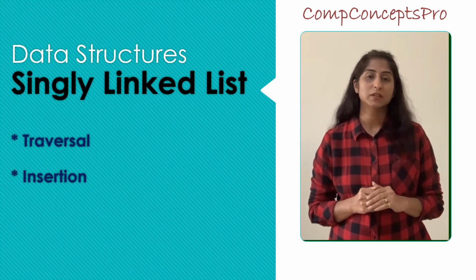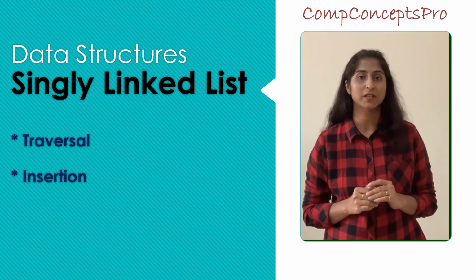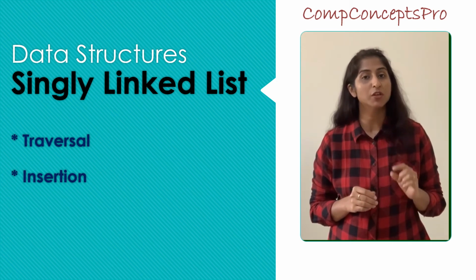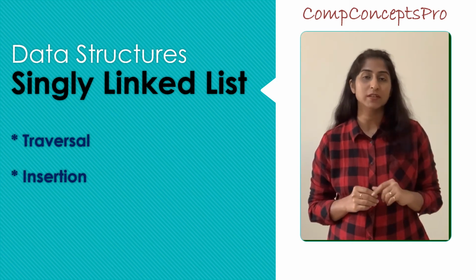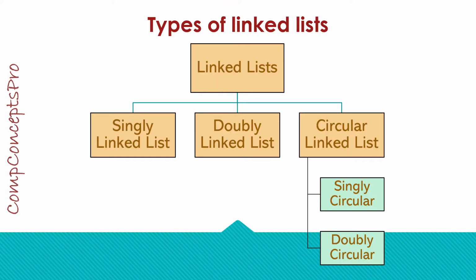Today we are going to learn the structure of a singly linked list and insertion operation performed on a singly linked list, which means how and in what ways we can introduce a new node in a singly linked list. So as I had already discussed in my last video, linked lists are of three types: singly linked list, doubly linked list and circular linked list. So first we'll start with the structure of a singly linked list and the operations that can be performed on them.